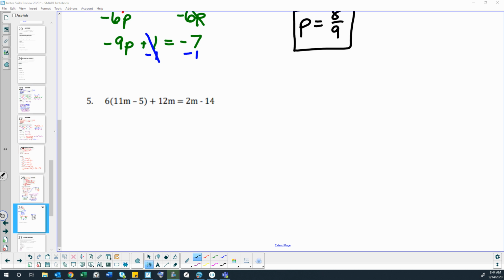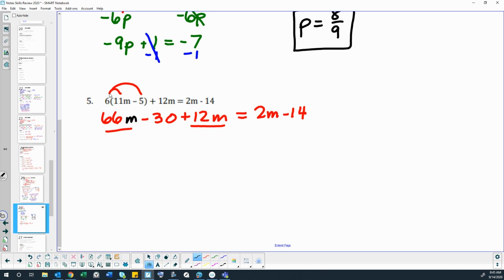All right, example 5 starts with distributive property. We're going to distribute our 6 through. So we get 66m minus 30. And then we still have 12m equals 2m minus 14. So that was step 1, distributive property. Now we're going to combine like terms on the left. So we've got 66m and 12m, which add up to 78m. There isn't anything for us to combine on the right because those are not like terms.